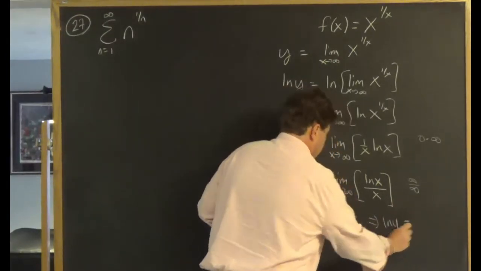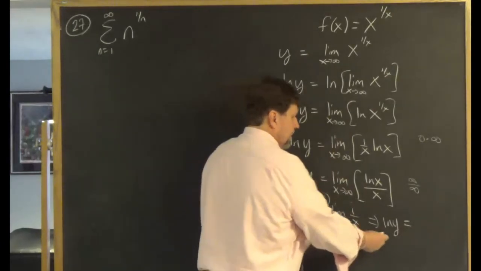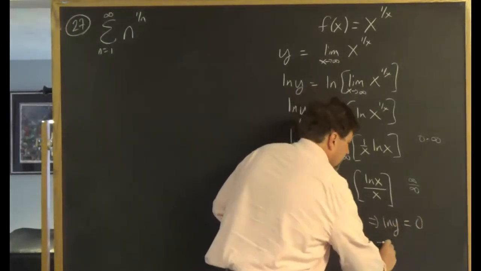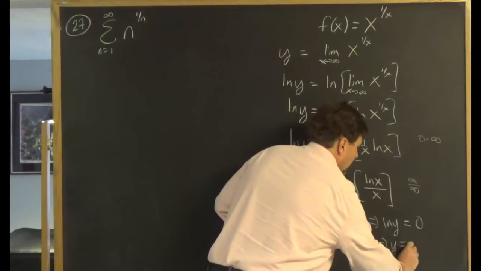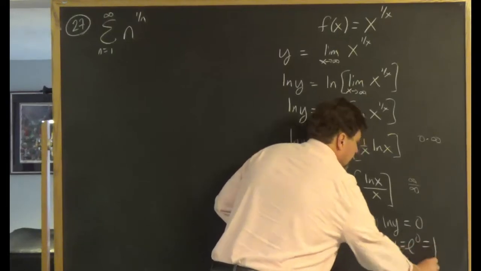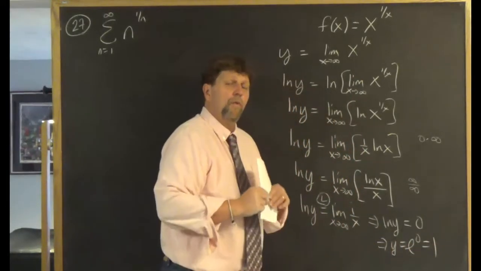And we can do the limit now. Natural log of y equals the limit as x goes to infinity of 1 over x, which is 0. That tells us y equals e to the 0, which is equal to 1.